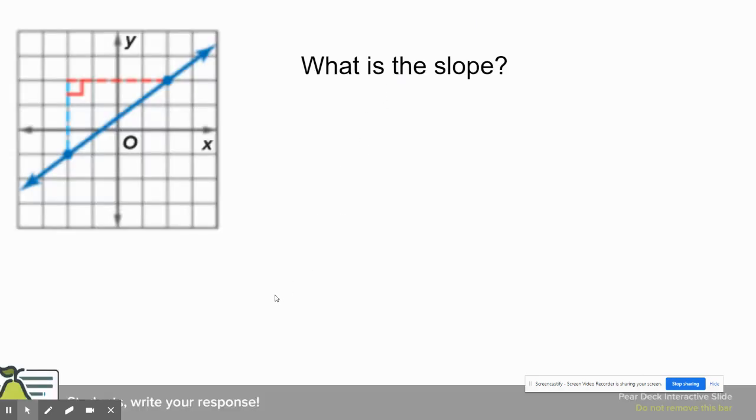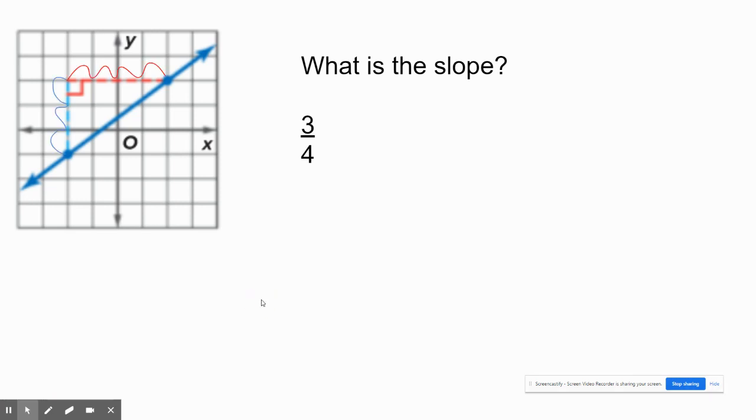What's the slope of this one? Pause. Okay. It is 3/4 because it goes up from this point to that point. We rise 1, 2, 3. We run 1, 2, 3, 4. And it becomes 3 over 4.